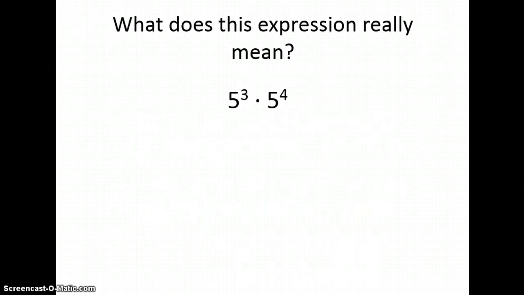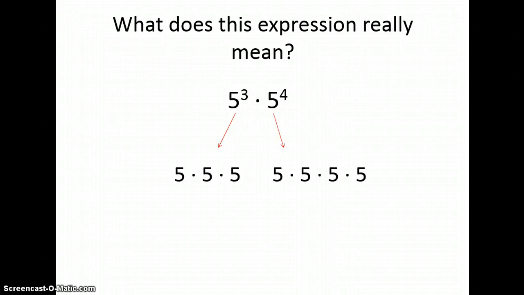So what does this expression really mean? If I had 5 to the third power times 5 to the fourth power. Well, we know, using the order of operations, in order to solve this, we would need to first take care of those exponents before we multiply. So if we did that, we'd really be taking 5 to the third power, which is 5 times 5 times 5, and multiplying that by 5 to the fourth power, 5 times 5 times 5 times 5. And we're going to be multiplying those together.